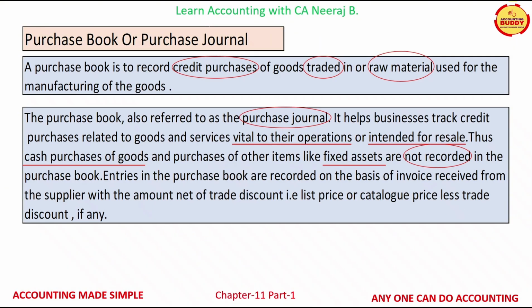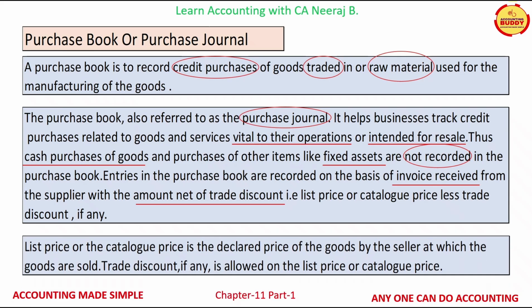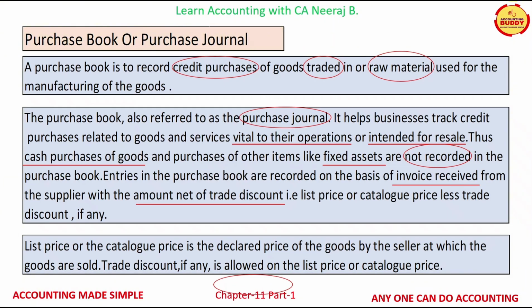Entries in the purchase book are recorded on the basis of invoice received from the supplier with the amount net of trade discount, that is, the list price or the catalog price less trade discount if any. List price or catalog price is the declared price of the goods by the seller at which the goods are sold. Trade discount, if any, is allowed on the list price or the catalog price.